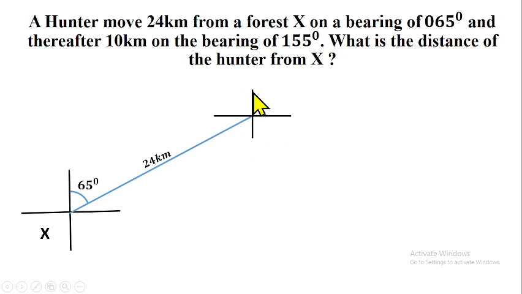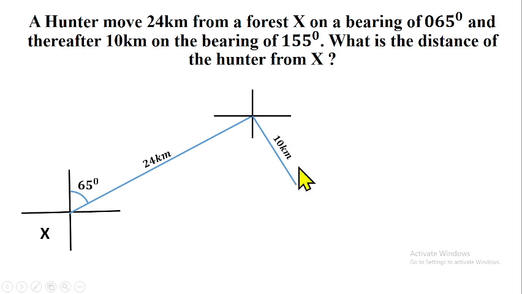The hunter is here currently, and thereafter 10 kilometers on the bearing of 115 degrees. So that means after the hunter gets here, he changes direction, he changes bearing to 115 degrees. Will it be here or here or here? That will be 115, around here. So I will draw another straight line, 10 kilometers, and you can see that one is shorter than this one. This one is 24, it's longer than the 10 kilometers. You should take all this into consideration as well. Don't just draw anyhow.